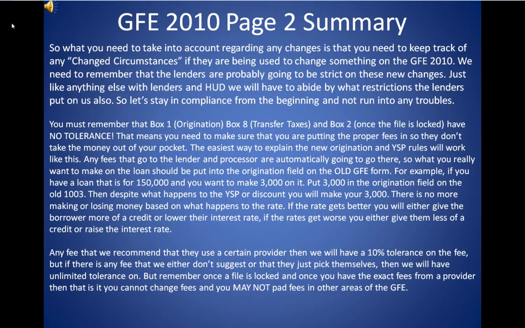So on the new Good Faith page 2, just remember your tolerances. Remember you are going to be giving a credit to the borrower for the yield spread premium, or if you're charging them a discount, you're going to be charging the borrower. Let's stay on top of this. Please re-review the rules if you are confused, and let's make sure we're in compliance starting January 1st.